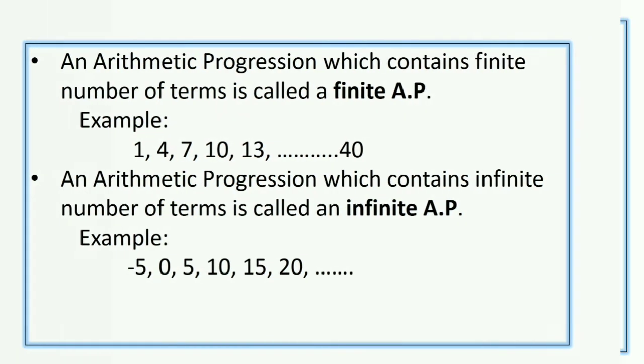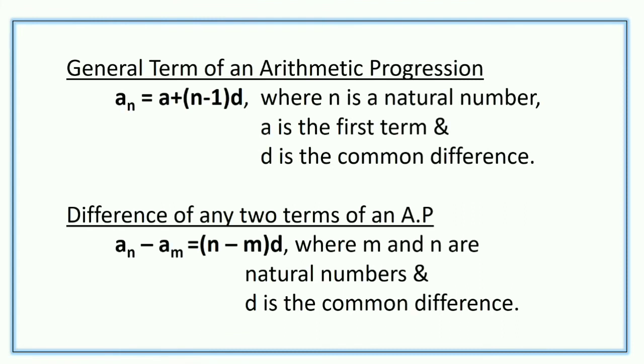The general term of an arithmetic progression can be obtained by the formula an is equal to a plus (n minus 1) d, where n is a natural number, a is the first term and d is the common difference. Suppose we have to find out a5 or the fifth term. So we have to apply the formula as a5 is equal to a plus (5 minus 1) into d, that is a plus 4d. If we have to find out the 10th term, we have to apply as a10 is equal to a plus 9d and so on.